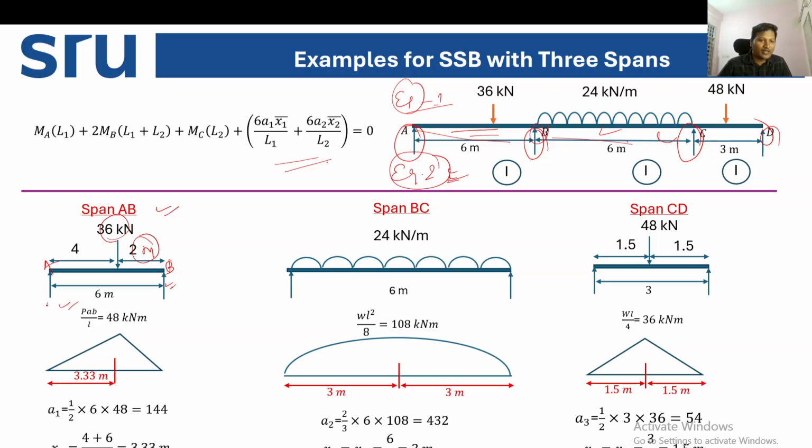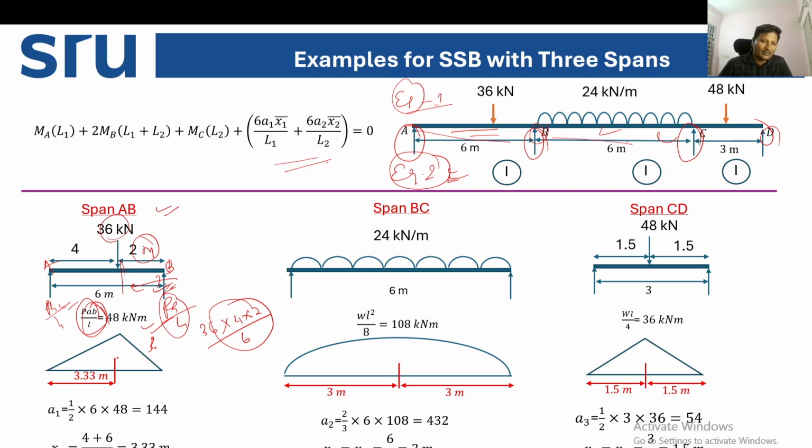What is the formula? The moment will be P A B by L. So if you apply this formula PAB by L, P is 36, into A is 4, into B is 2, divided by L, which is 6. If you solve this, you'll get 48 kilonewton meter.